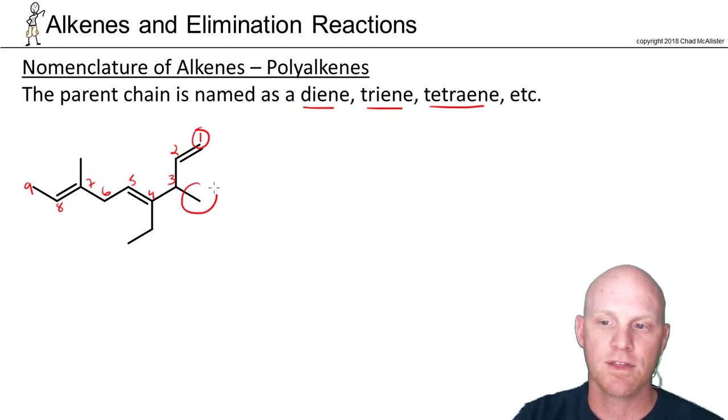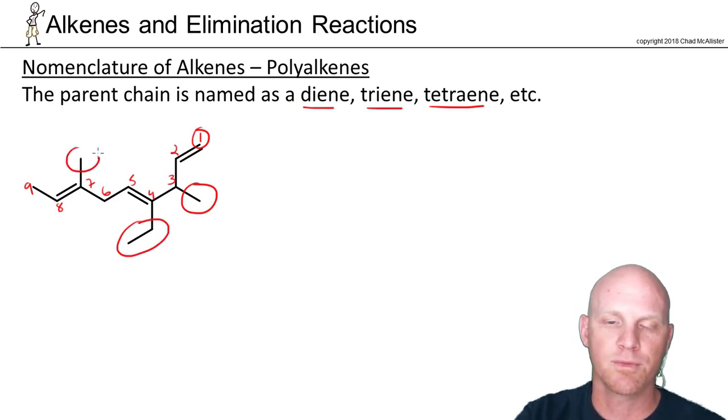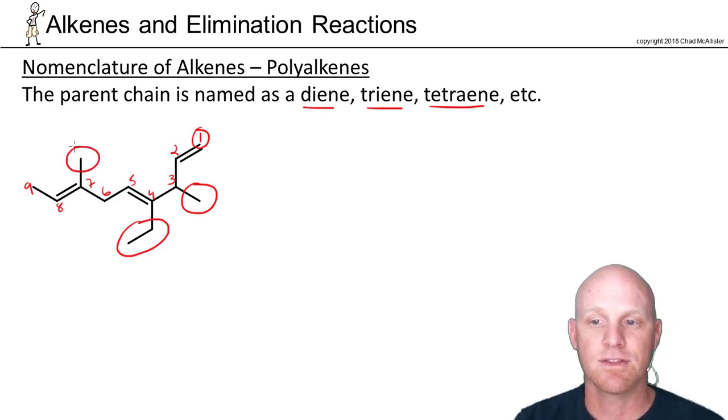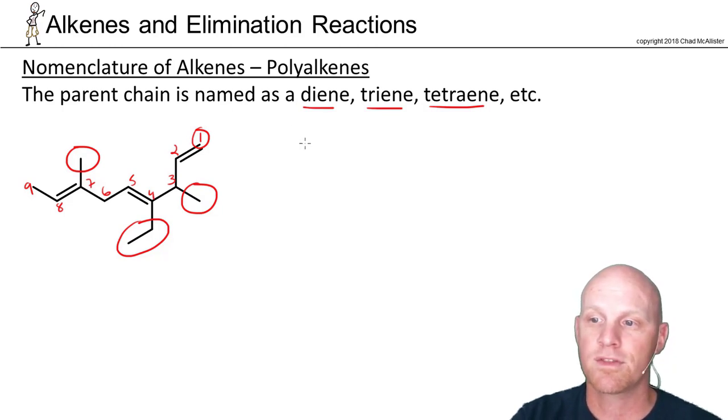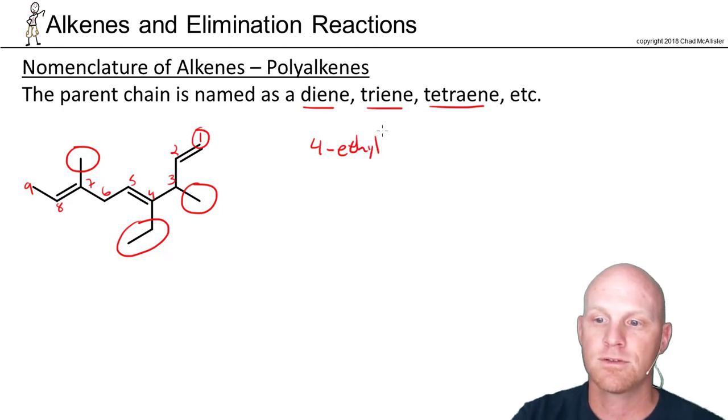In this case, we've got a methyl group on carbon 3, an ethyl group at carbon 4, and another methyl group at carbon 7 there. We'll name all the substituents first here, so I want to leave myself some room because we'll have to worry about some E and Z considerations in a little bit. But in this case, ethyl comes before methyl, so we'll say that first. So it's 4-ethyl, and then we've got methyls at 3 and 7, so 3,7-dimethyl.